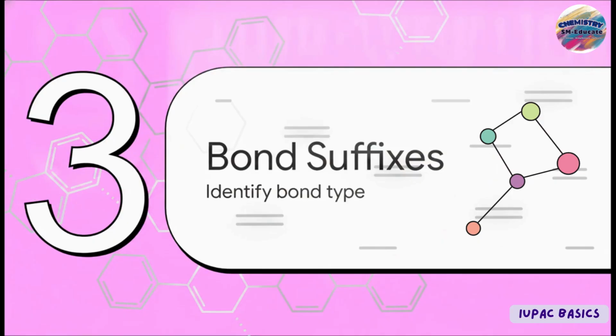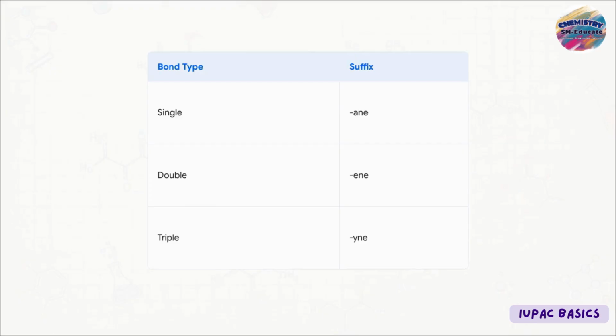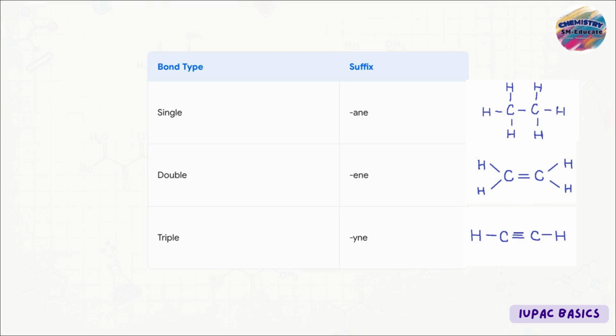Section 3, Step 2, bond suffixes. Let's move on and see how this builds, going from counting our carbons to identifying the bonds between them. The type of bond dictates the very end of the name. If your carbon atoms are connected by only single bonds, you're going to use the suffix ane, spelled A-N-E. If there is even one double bond hiding in that chain, your suffix becomes ene, spelled E-N-E. And if you spot a triple bond, the suffix shifts to yne, spelled Y-N-E.